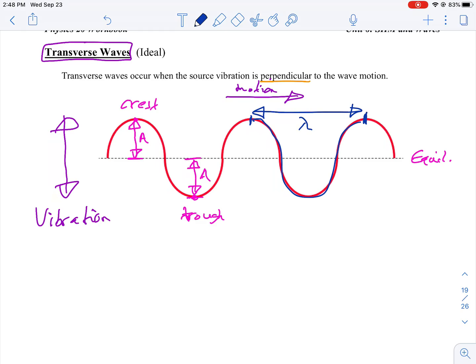But you don't actually have to go from there to there. There are other options. You could also have started, let's say, here. And if you go from here and then you do one full cycle, then that would be one wavelength. That's lambda as well. So as long as you do one full cycle, the length of one cycle is called the wavelength. Good.